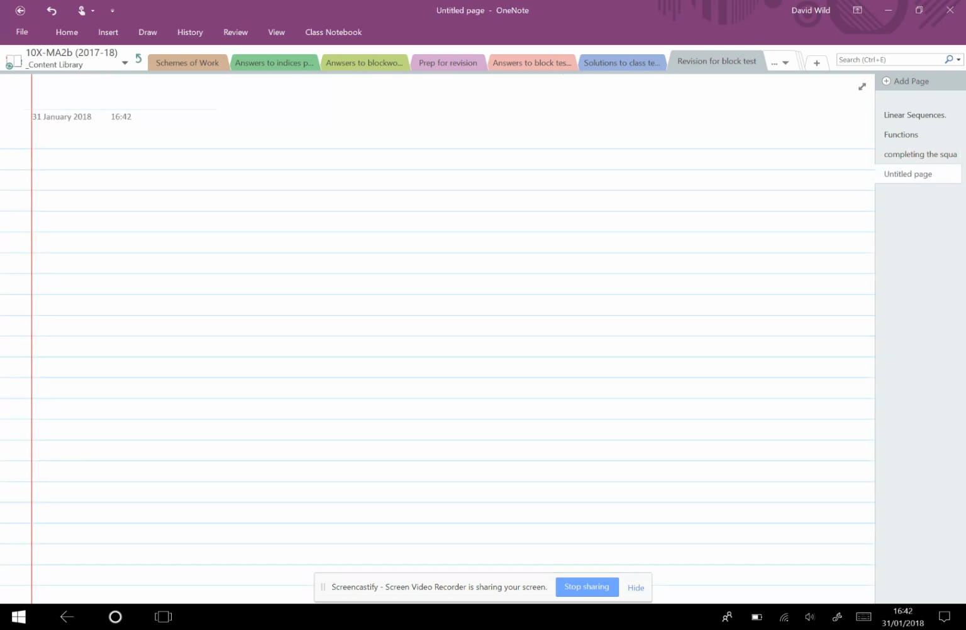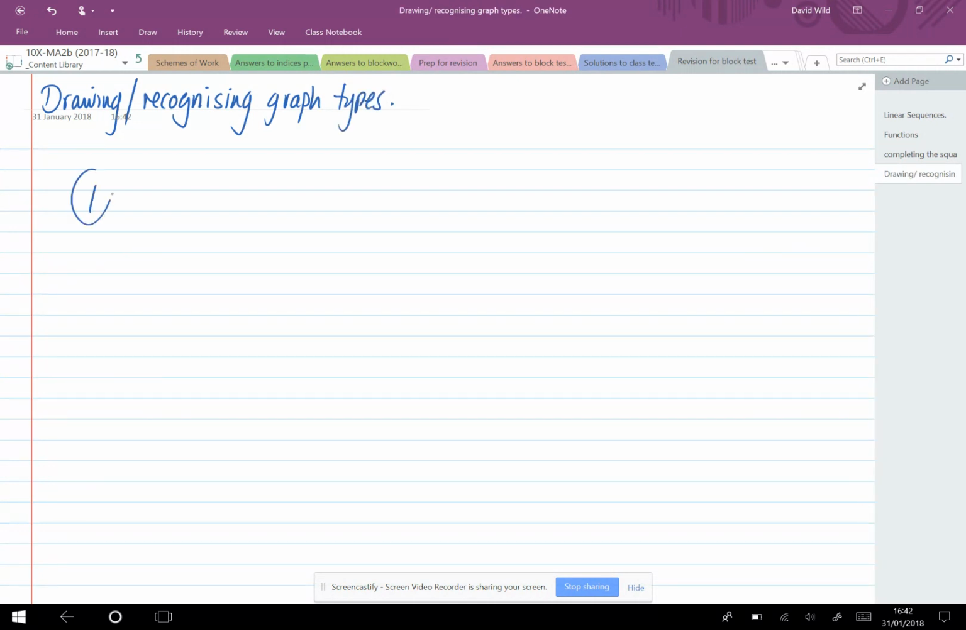All right, now we're going to be looking at different types of graphs, drawing and recognizing graph types. Okay, different types of graph that you need to know.